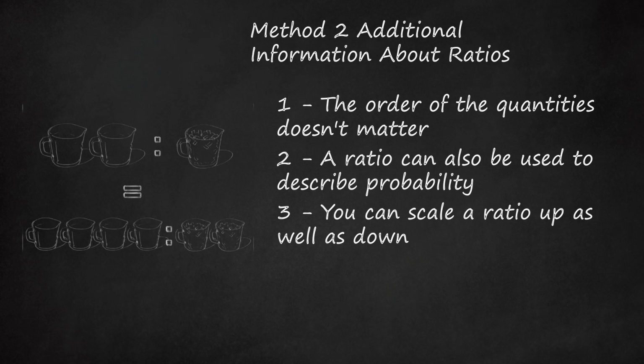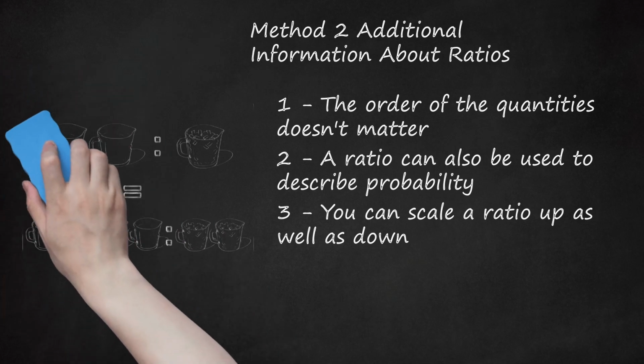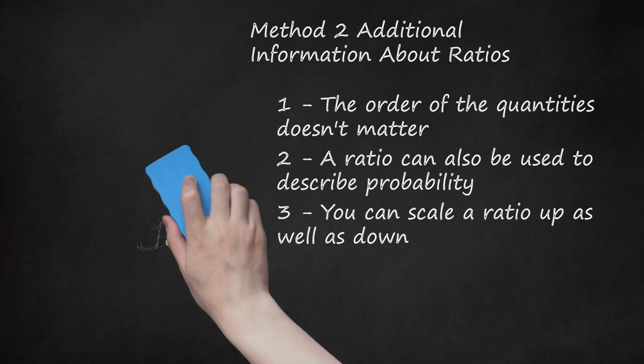To scale up a ratio, simply multiply the top and bottom by the same number. 2 cups water to 1 cup pasta times 2 is equal to 4 cups water to 2 cups pasta. You'll need 4 cups of water to boil 2 cups of pasta.